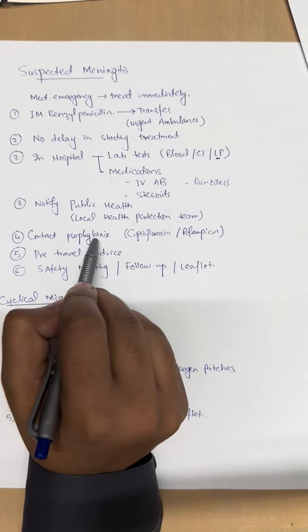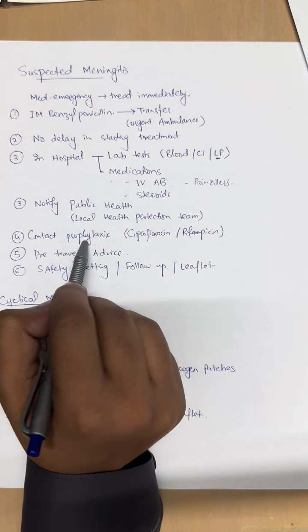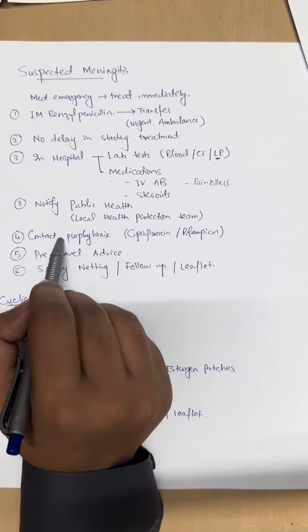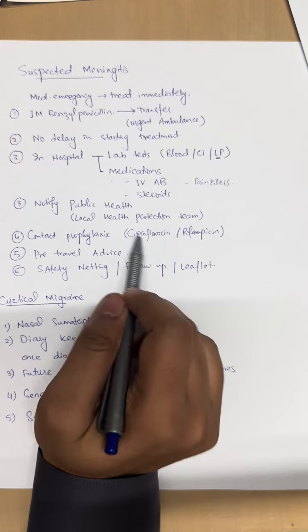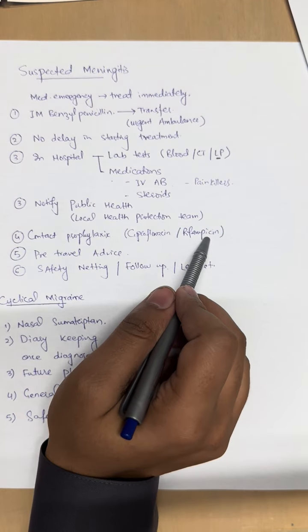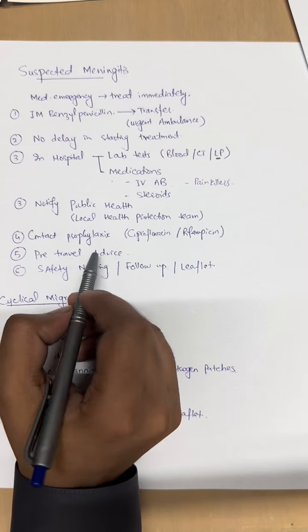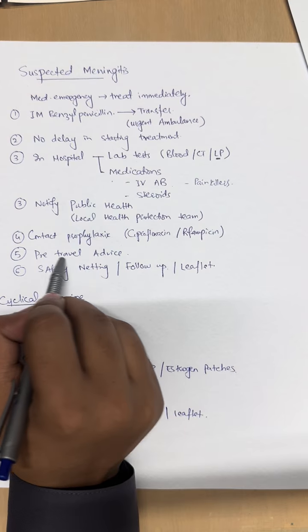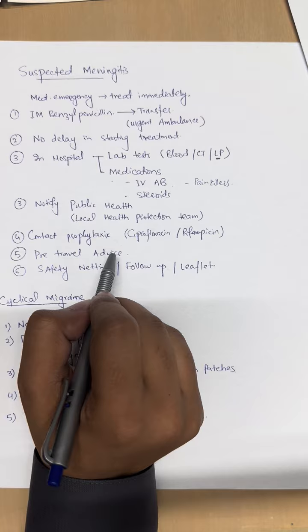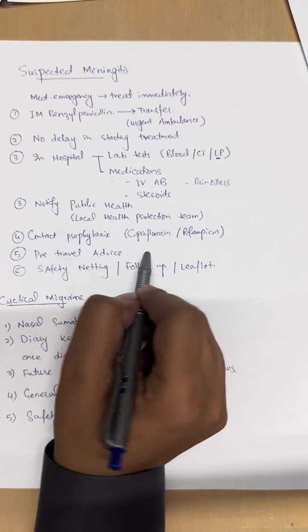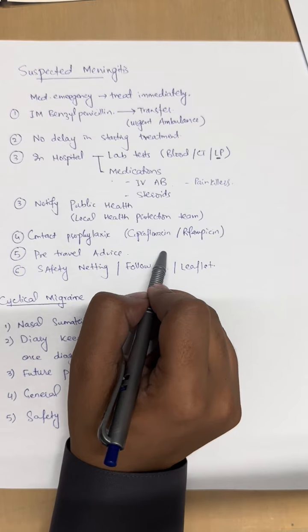You have to tell them that we will give treatment to close contacts as well, even if they are fine. So mention drugs such as ciprofloxacin and rifampicin, right? Also guide them for pre-travel advice whenever you travel to such areas. So seek pre-travel advice. It can be vaccination or tablets to prevent serious infections, right?